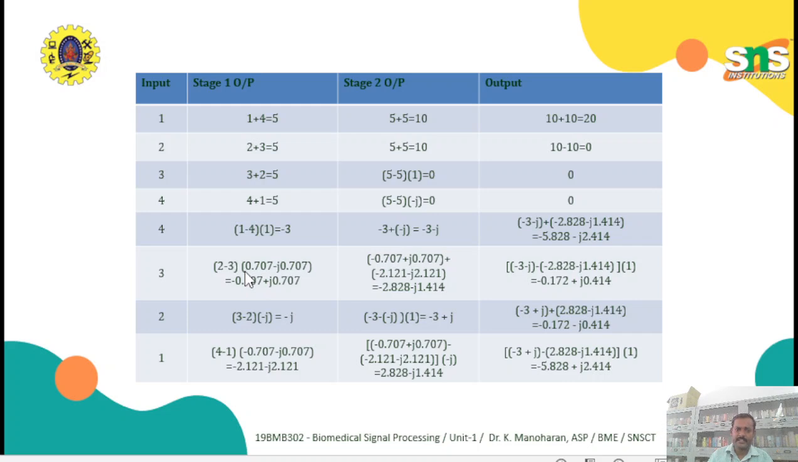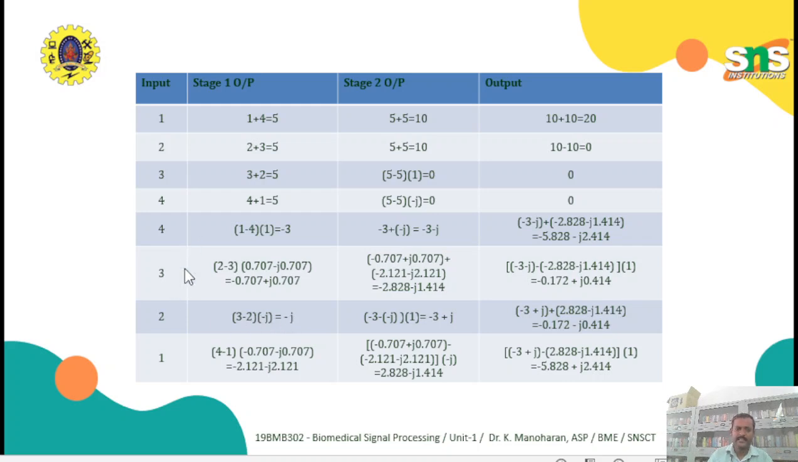Now consider the third butterfly. This input is 3 and this input is 2. So add it: 3 plus 2 will be equal to 5. For the down leaf, first subtract 3 minus 2. After that multiply with W28, that is minus j. So 3 minus 2 is 1, and 1 into minus j will be equal to minus j.